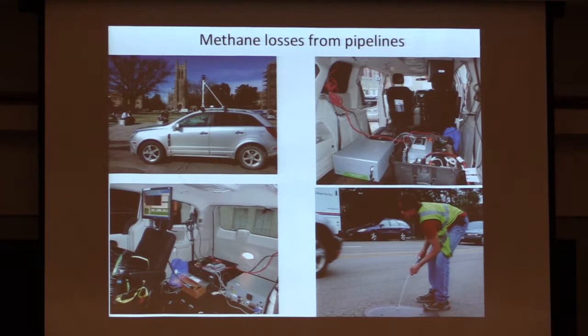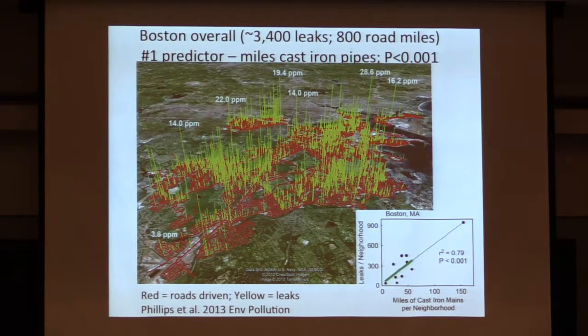Occasionally, when you get a high leak, you can hop out of the car and try to figure out where it comes from. Is it coming from a manhole cover? Is it coming from the curb? And places like that. So we look for the source in some cases. So what did we find? Well, here's a map of Boston. This is work that came out last year. Red is road miles driven. Yellow, each yellow peak is a leak. So 3,300, 3,400 leaks over the 800 road miles, about 4 leaks per mile.